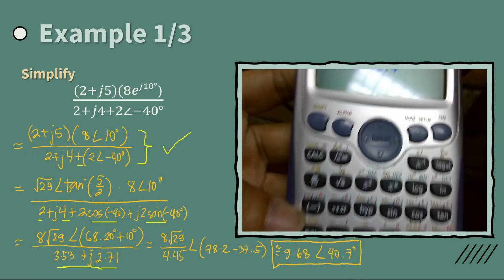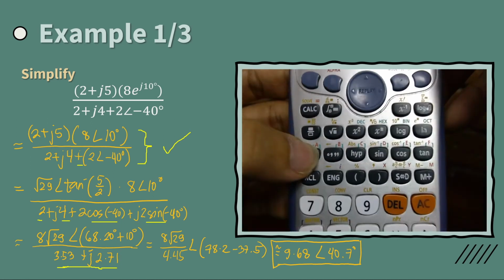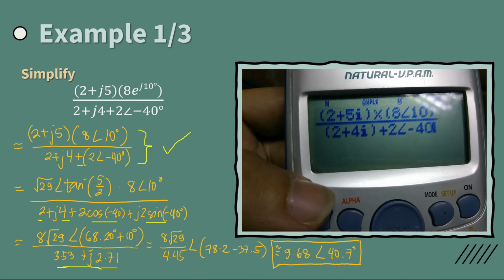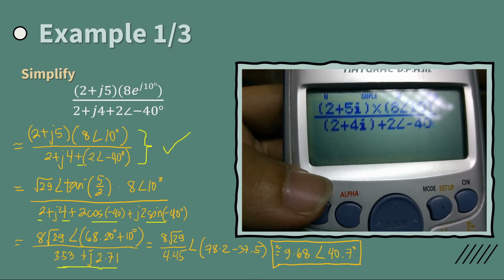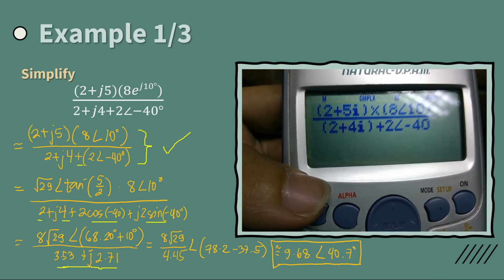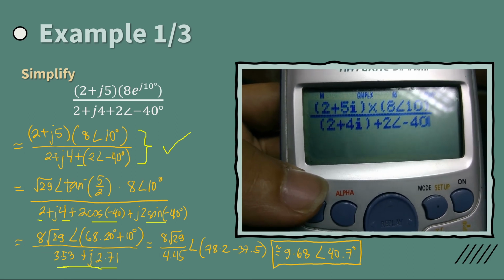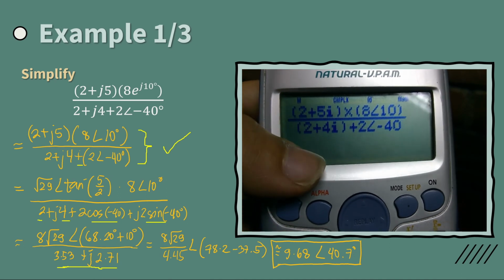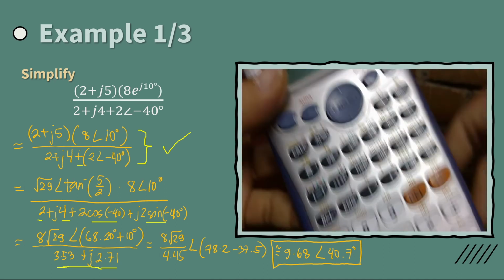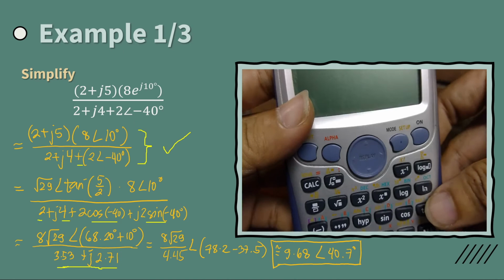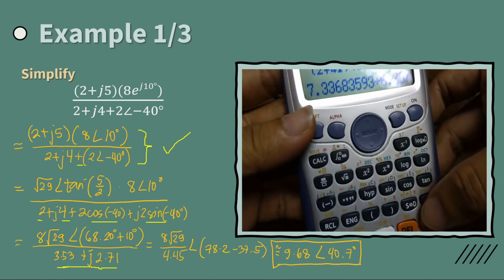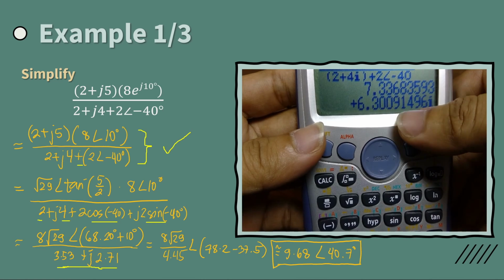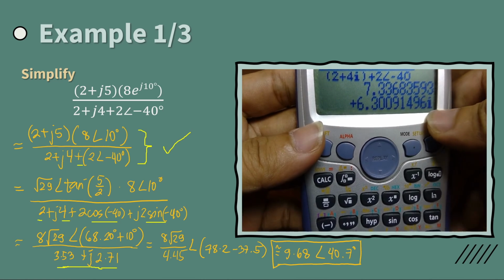Then you have 2 angle negative 40. Just make sure that you are in degree mode, and also in the complex mode. Of course, you cannot use the imaginary number without being in the complex mode. Okay, so press enter. You can see here by default we are in the rectangular form: 7.33 plus 6.3 of the imaginary number.